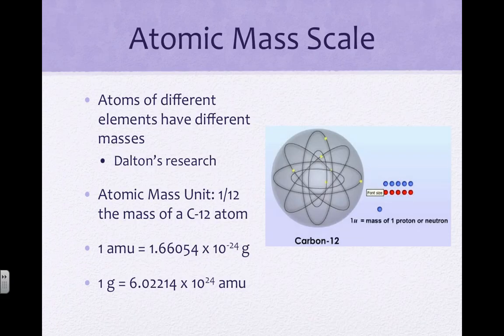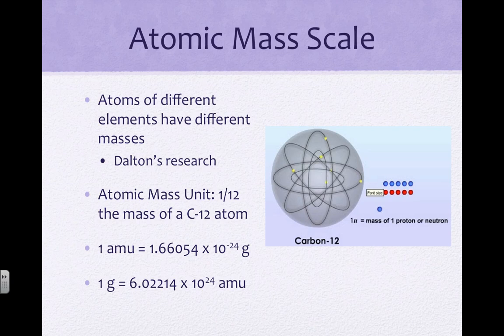The atomic mass scale. The idea behind this is to differentiate between the different elements and their atoms. And this is all based upon Dalton's research that atoms of different elements have different masses. And he was able to do this through chemical analysis, some of which we'll go through.